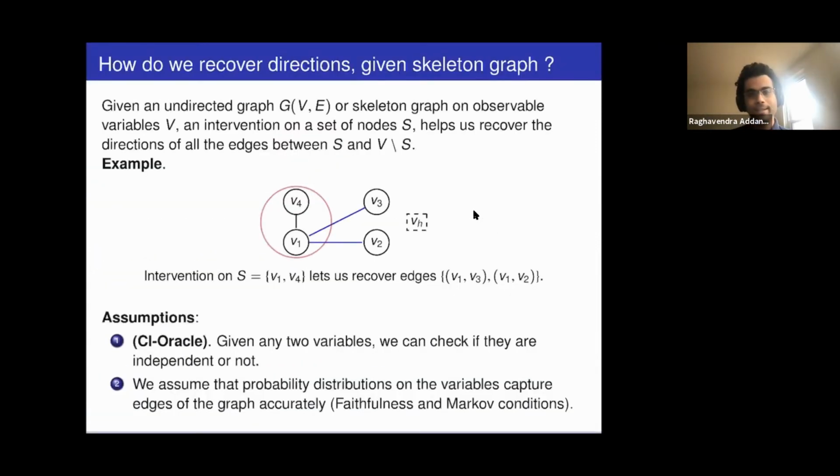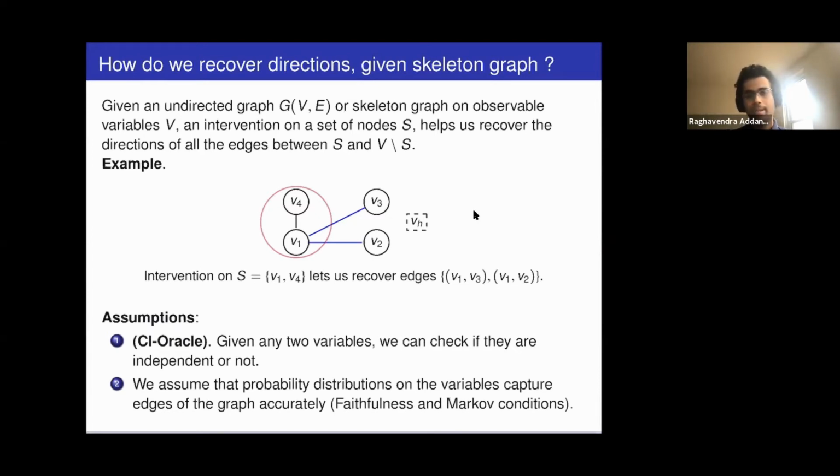Sorry. Once we intervene on S, how do we recover these directions? For that, we use what is known as a CI oracle, a conditional independence oracle, which says that given any two variables, we can check if they're independent or not. Is Vi independent of Vj in the interventional distribution S?